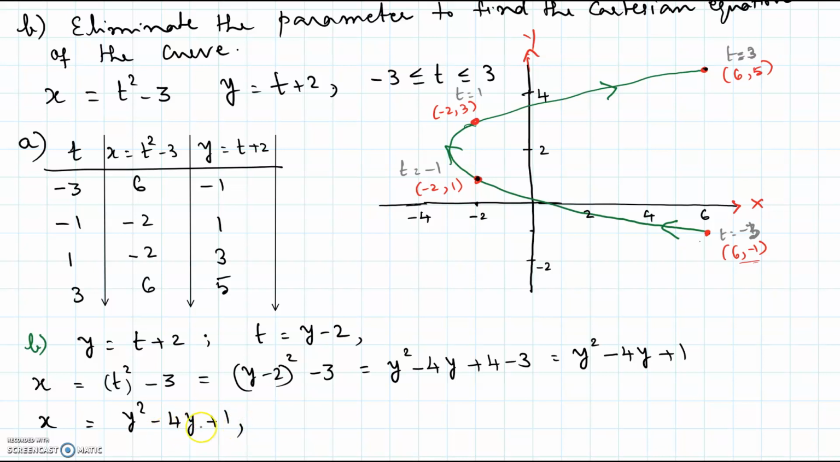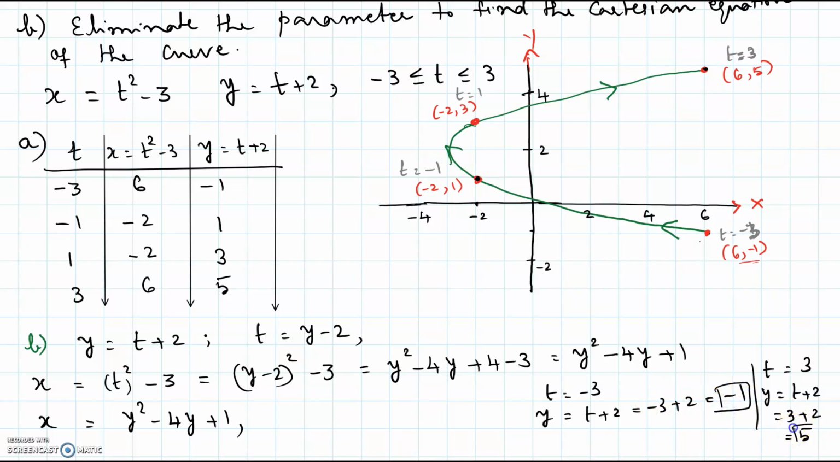And we have to give the bounds for y, which becomes the input. y is the independent variable, x is the dependent variable. So we have to give the values for y. We know that t runs from negative 3 to positive 3. So when t equal to negative 3, y equal to t plus 2, which is negative 3 plus 2, which is negative 1. When t equal to positive 3, the higher value, y equal to t plus 2, which is 3 plus 2, which is equal to 5. So y runs from negative 1 through 5.